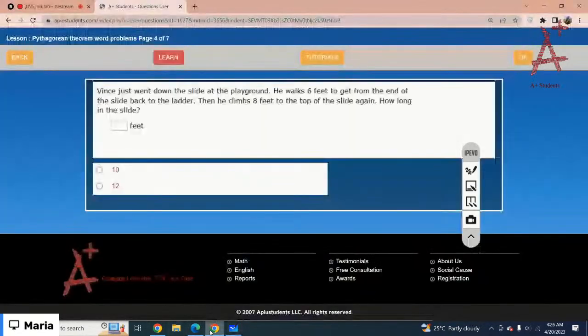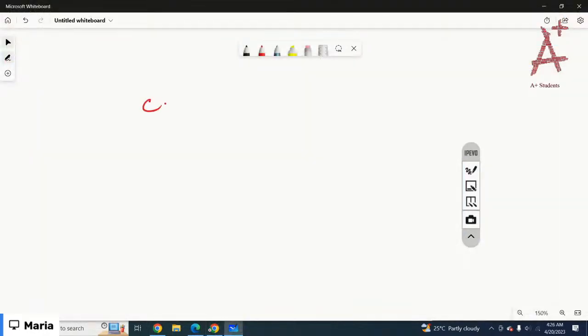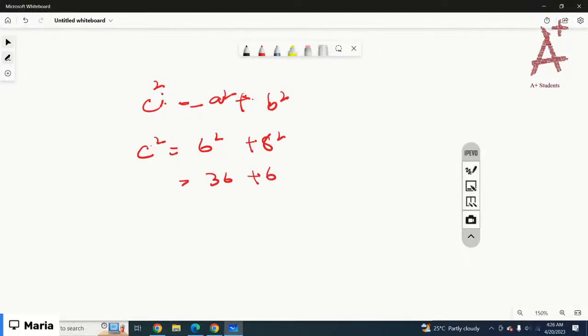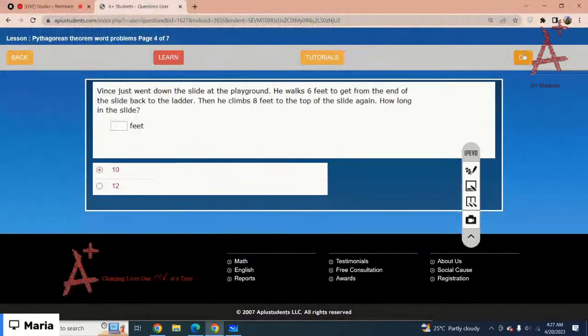And the other values are 8 and 6. It would be c square equals a square plus b square. So it is 6 square plus 8 square. 36 plus 64, that would be 100. So c equals 10. Got it? So the correct option is c equals 10.